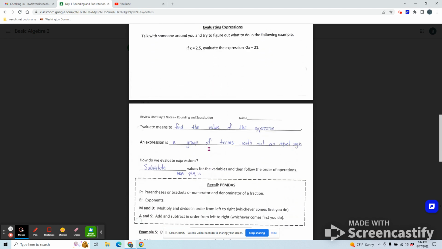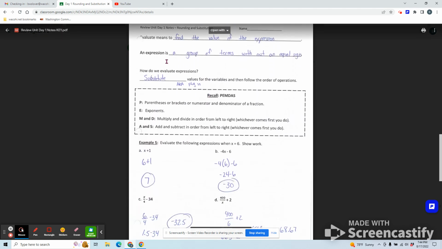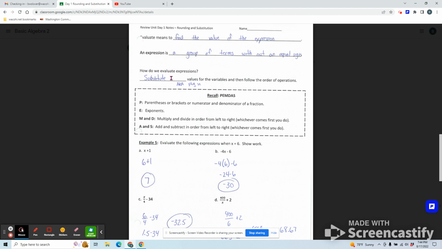And the next part is us evaluating. Evaluate means you're going to find the value of an expression. And an expression is a group of terms without an equal sign. So there is no equal sign. The rest of the notes are focusing on evaluation, which means we're going to substitute values for the variables and then follow the order of operations.